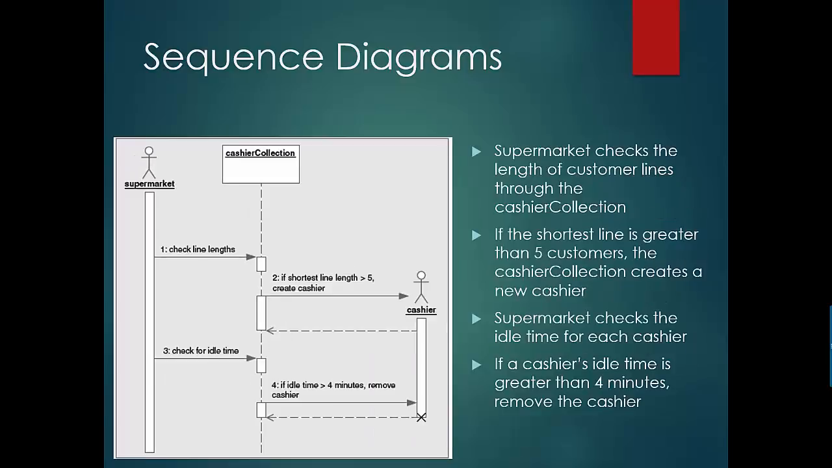Here, the supermarket checks the cashier collection to see if it needs to add or remove any cashiers. If the shortest line is greater than 5 customers, a cashier is added. If the idle time of a cashier is greater than 4 minutes, it removes a cashier.